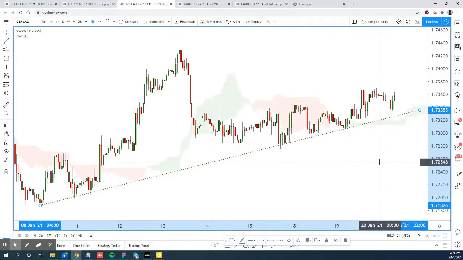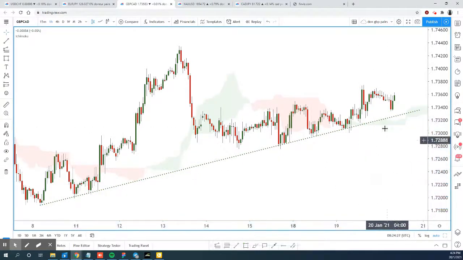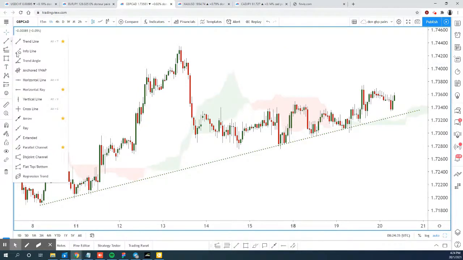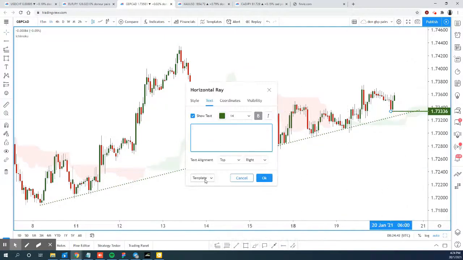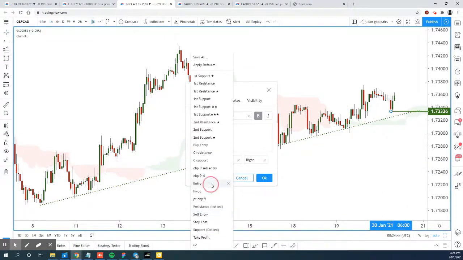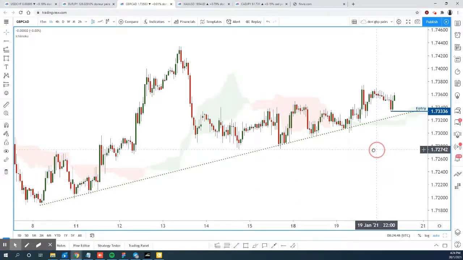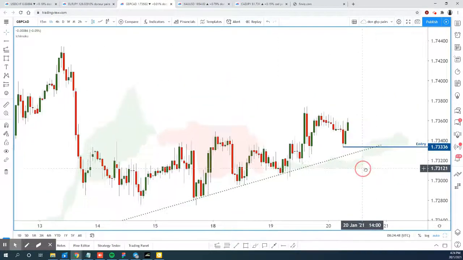So what we're going to do is try and find an entry, a good point where you can expect price to hit and then bounce off before heading in a bullish direction. So we want to take a long position. For the pound CAD, immediately you can see over here, this is quite a good level at which we can work off of. Let me just change that for you. That's the entry. So at this level, this is quite a good entry level.